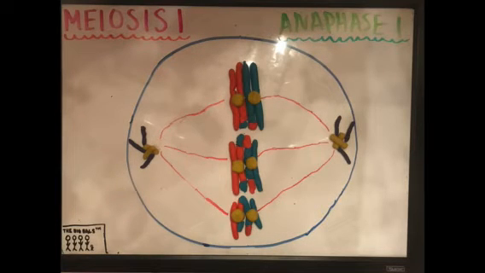In anaphase 1, the homologues separate and the sister chromatids stay together. The spindle fibers guide the homologues to separate poles.